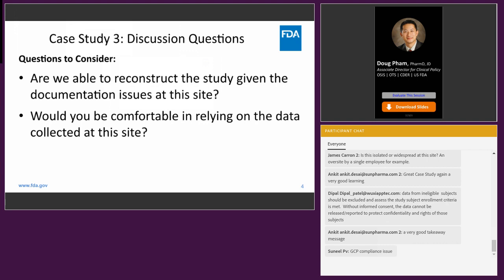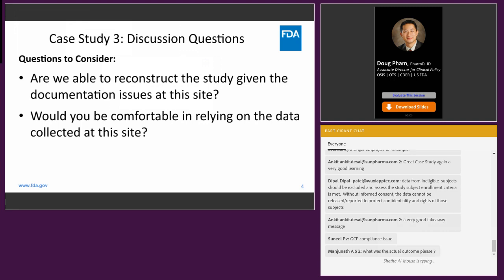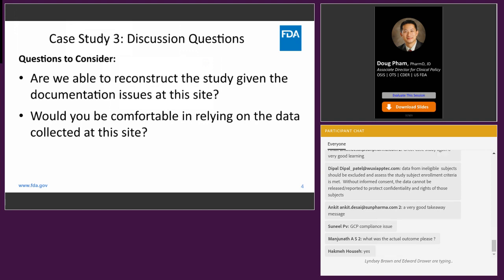If you had 1, I would say it's probably human error, some issues with the site. They may have just dropped the ball. If you had 10, that's a big deal because then you're seeing consistency or pervasiveness throughout the site, right? And so the harder question is, if you go back to these original 2 questions, can you reconstruct the study? Maybe, depending on what other things you're finding at the site. And the second question is, would you be comfortable? And that's maybe as well, because it depends on other things that you see at the site.